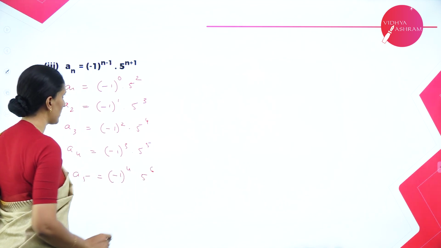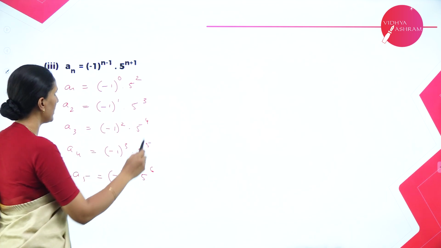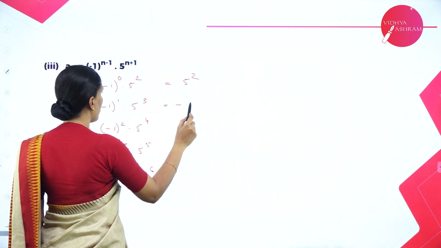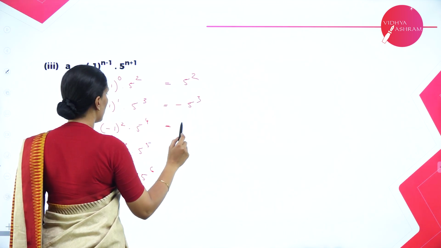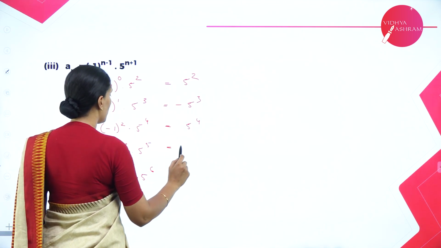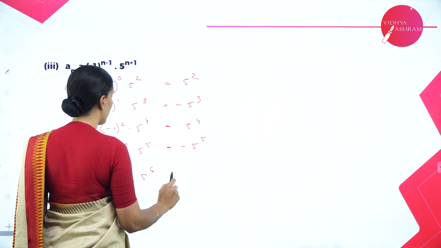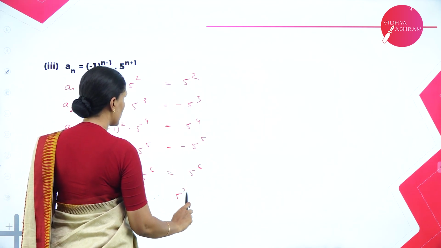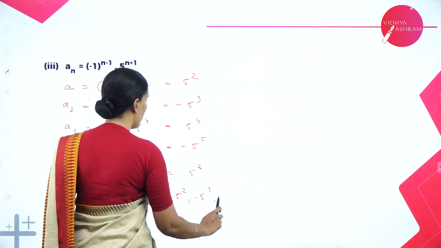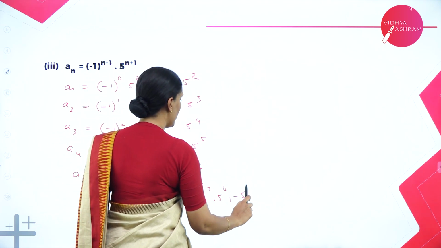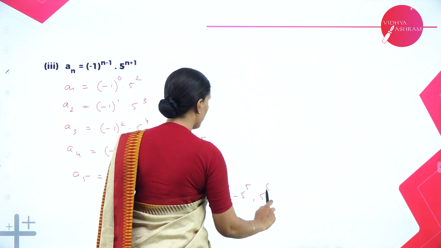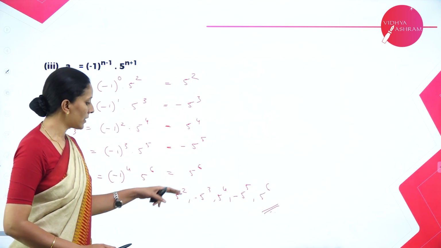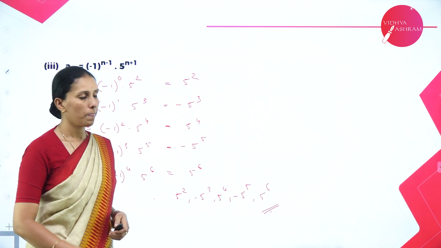So now based on the minus sign, the values will be 5 square, minus 5 cube, 5 power 4, minus 5 power 5, 5 power 6. So therefore the terms are 5 square, minus 5 cube, 5 power 4, minus 5 power 5, 5 power 6. If you want, you can convert the exponents to the values here.